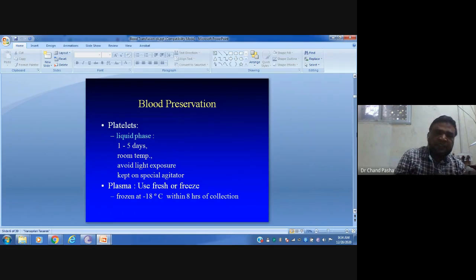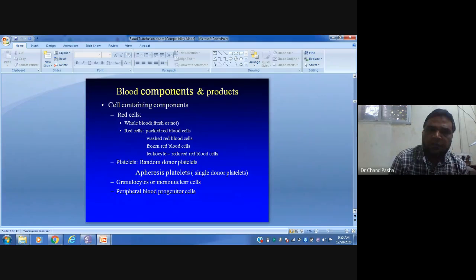Platelet cells generally should be preserved in liquid stage for 1 to 5 days, not long. Plasma should be fresh or frozen, as far as blood components are concerned. You are supposed to separate the blood components.